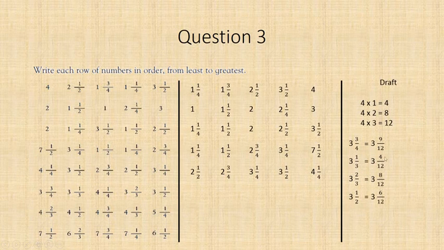Right now I can see which one is smaller and which one is bigger. So let's start. Which one is the smallest one? Because the whole number is going to be the same and the denominator is the same, I have to look at the numerator only. So 9, 4, 8, 6. So this is the first one, 3 and 4 over 12. But remember, you have to write it in the simplest form or the original form that you have in the question, which is 3 and 1 over 3. So write it down, 3 and 1 over 3.